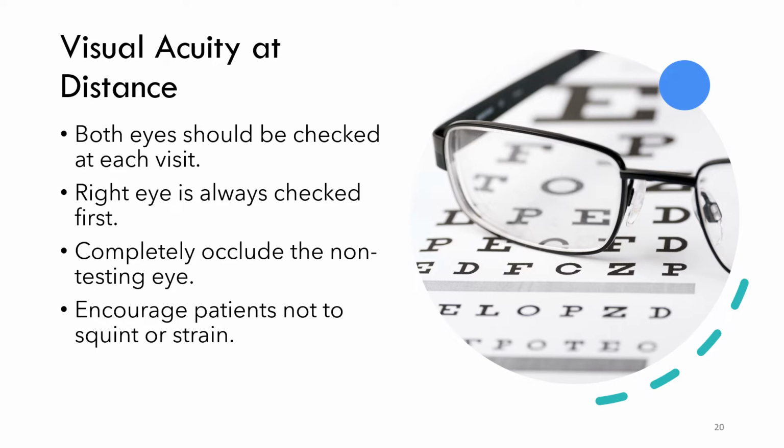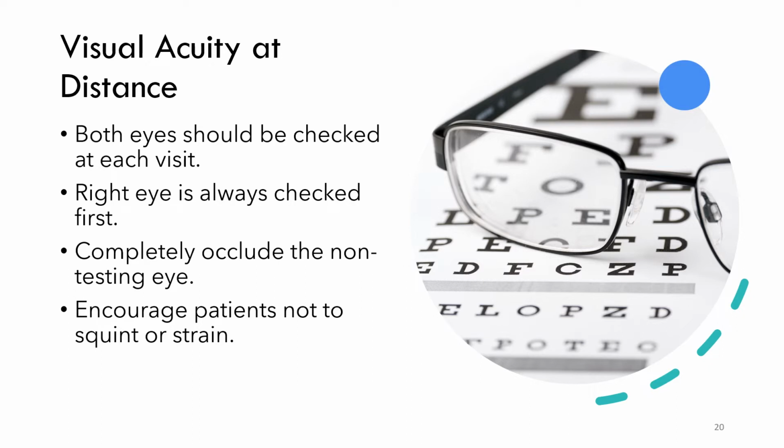In an ophthalmological exam, the right eye is always checked first. You will follow this pattern through the entirety of the encounter. Remember to completely occlude the non-testing eye by using an occluder or by asking the patient to cover their eye with tissues. Remind patients to avoid squinting or straining, as this may alter the test results.